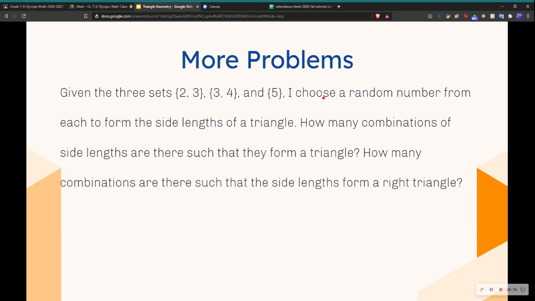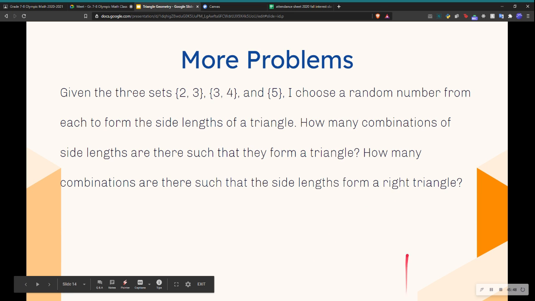Given these 3 sets, I choose a random number from each of these sets. So I can say I choose 2 from the first set, I can choose 4 from the second set, and from the third set, I'm only limited to 5, so I have to choose that. So I choose a random number from each set to form the side lengths of a triangle. Now, how many combinations of side lengths are there such that the side lengths actually form a triangle? And then how many combinations are there such that the side lengths form a right triangle?